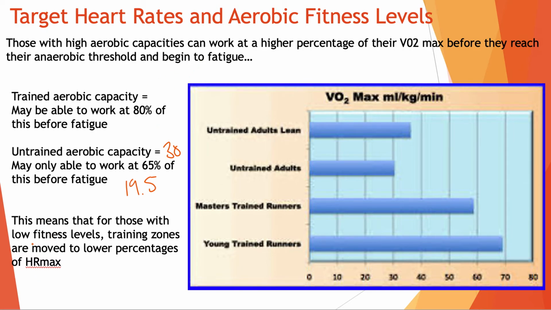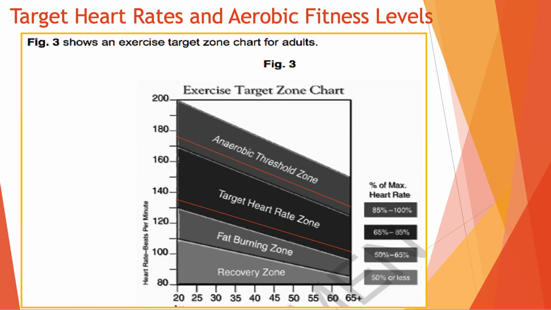So that means that for those with low fitness levels, the training zones might be shifted lower to lower the percentage of maximum heart rate that this individual is working at. And so in this case, we might have the training zone shifted, this time the upper level might be lower because this person starts to cross their anaerobic threshold at just 160 beats per minute. And the bottom of it would also shift down too.